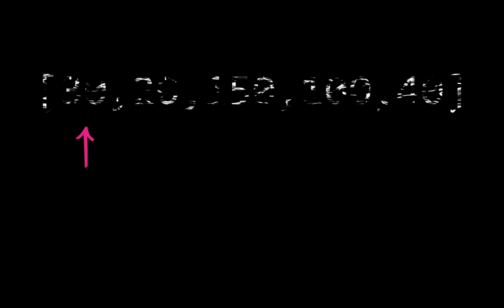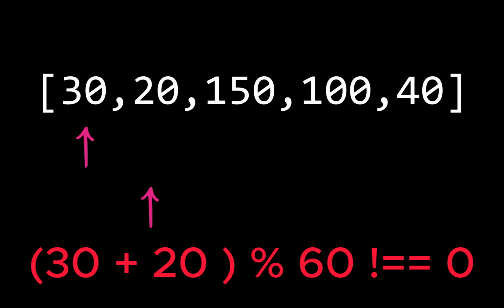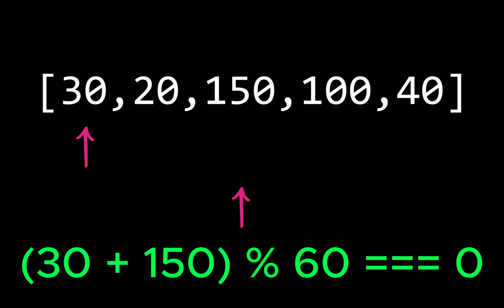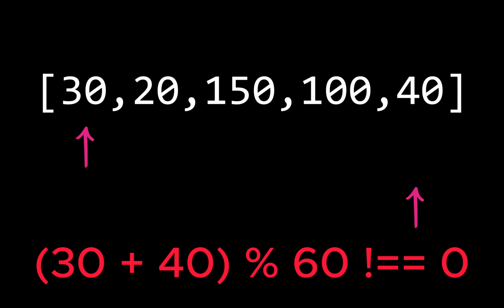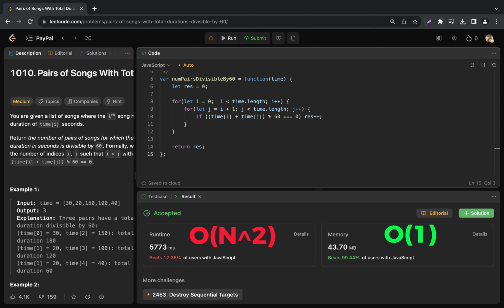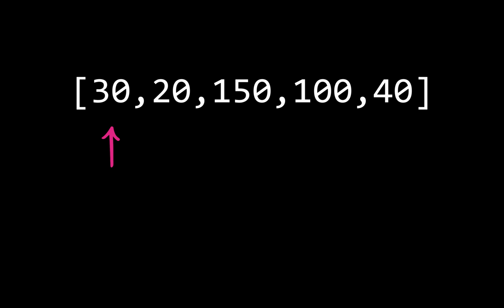60. One simple way to solve this is to use two loops. The first loop picks a song, and the second loop finds all possible pairs with that song. This method works, but it's not efficient. It has a time complexity of O(n squared), which is not good. To make it faster, we iterate over the list just once.